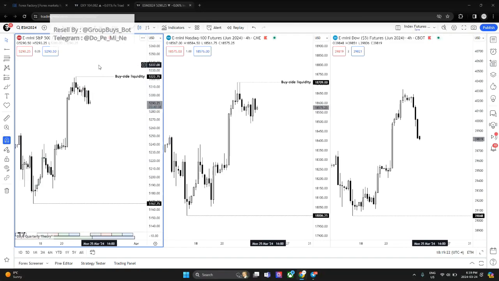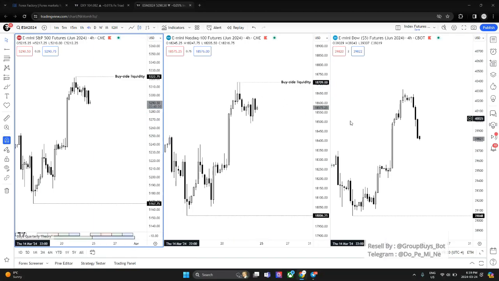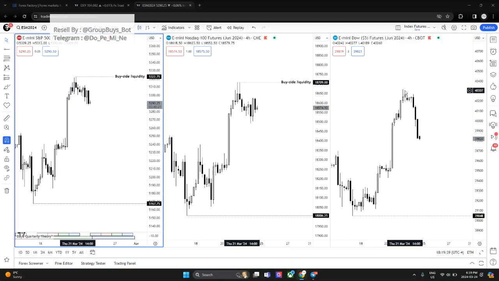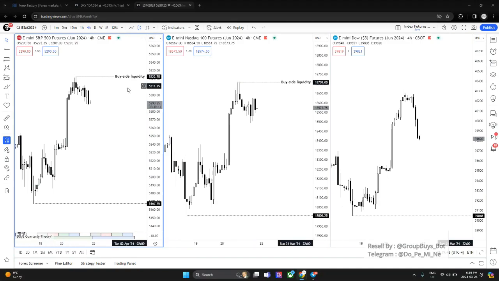If you see price trading above here, where you see the ES trade above this high, you see the NASDAQ trade above this high, and then you see the Dow trade above this high, that would not be sequential SMT, right? What we would want to see is the Dow trade up, fail to break above this high, while NASDAQ breaks above this high and ES breaks above this high.